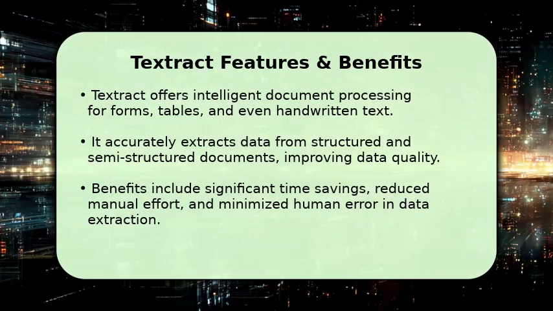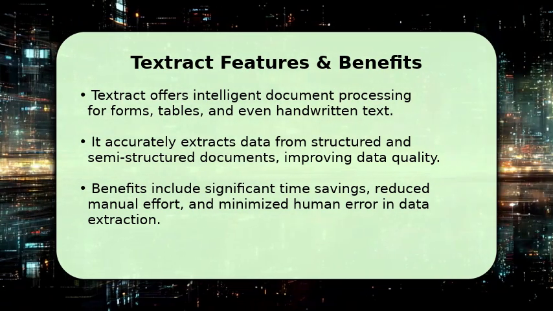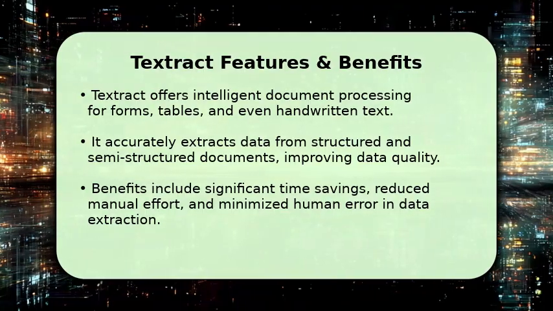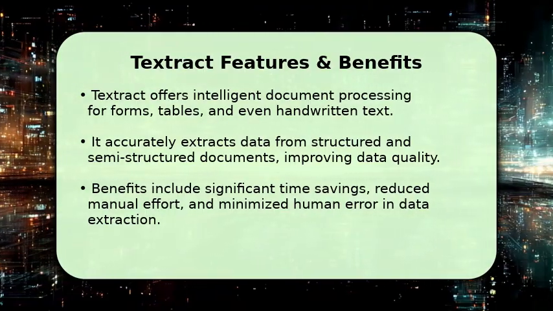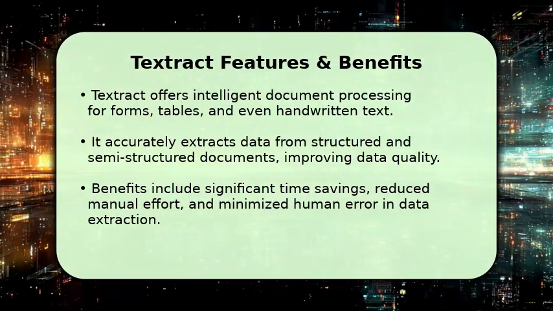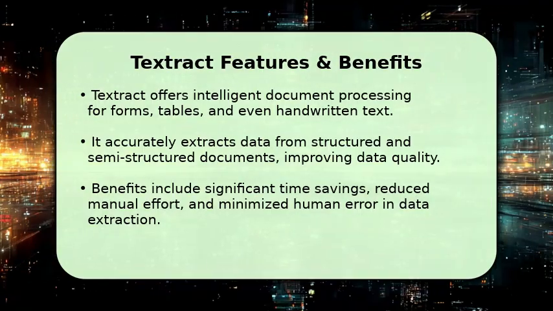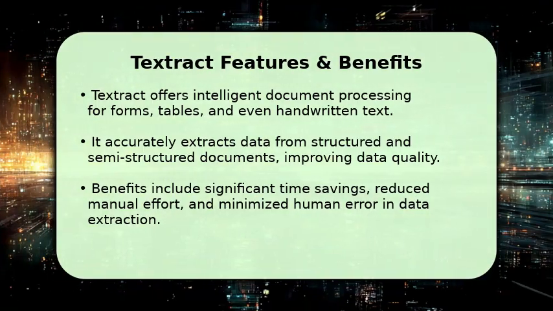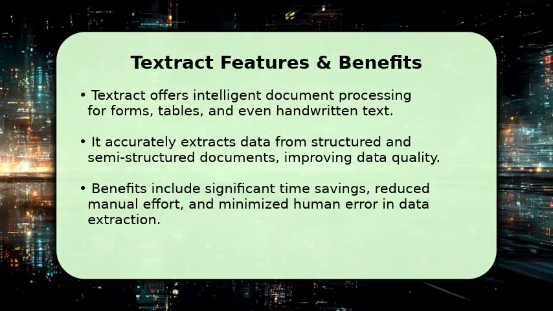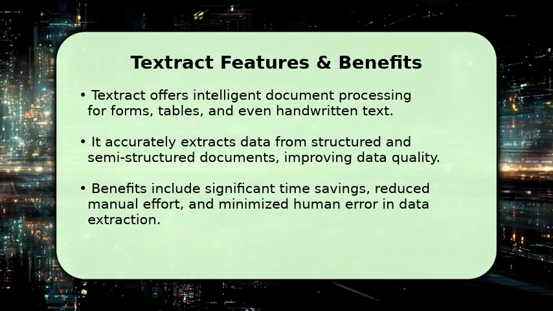Amazon Textract offers several key features, including intelligent document processing for forms and tables. It can accurately extract data from structured and semi-structured documents, even handling handwritten text with impressive accuracy. This means you can automate tasks that once required manual effort, saving countless hours and reducing human error. Imagine processing thousands of invoices or applications in mere minutes, all while maintaining high data integrity.